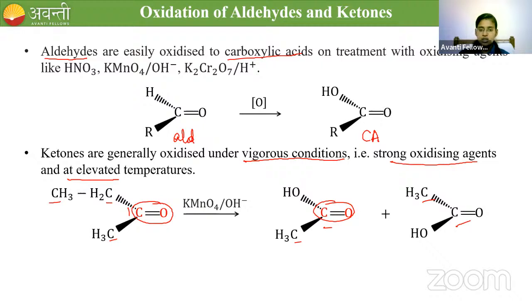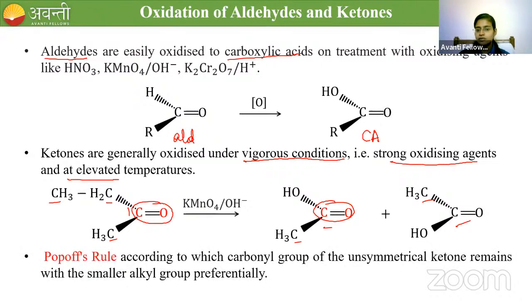So there is one rule which is called Popov rule. According to this rule, the carbonyl group of the unsymmetrical ketone remains with the smaller alkyl group preferentially. In this ketone, we have two alkyl groups. One is ethyl and this is methyl. Methyl has one carbon and ethyl has two carbons. So the C=O group of the ketone will remain with the smaller alkyl group.